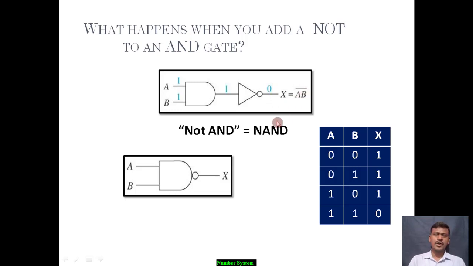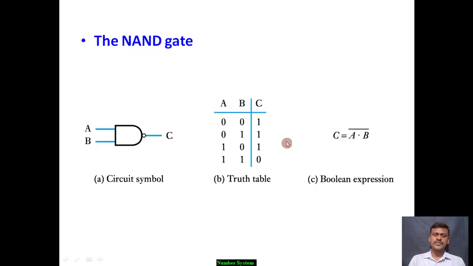So the Boolean expression is X is equal to (AB) bar. We will call this a NAND gate. NOT and AND gates combined together will give you a NAND gate, and this is the circuit symbol for the NAND gate, and this is the truth table for NAND, right? So we will see that the NAND gate can be represented using a circuit symbol like this. We will take two inputs A and B, and to make this NAND we have attached a symbol here, that is the NOT gate.